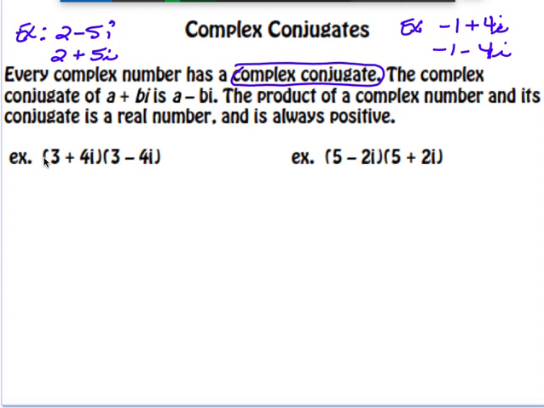And something neat happens when you multiply a number and its complex conjugate. You're always going to get just a real number, and it's always going to be positive. So we'll work the first one out, and then we'll show you the shortcut for the second one.